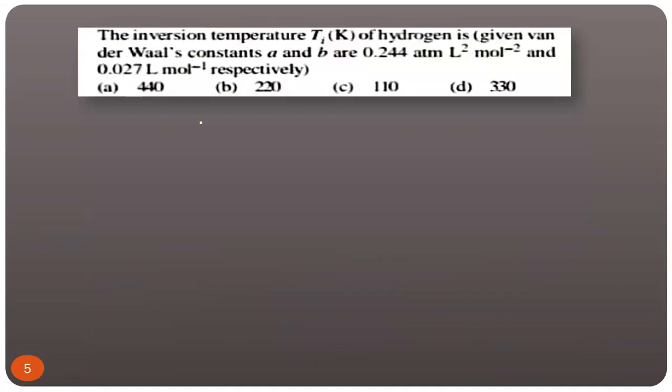What is the formula of inversion temperature? We know inversion temperature has the formula 2A upon RB. What is A? A and B are van der Waals constants. Clear now? Now put the value, you will have your answer. So what should be the correct answer after putting the value? You will say 2A upon RB. After solving, I think the answer should be around 220 Kelvin. Clear? Is it clear? Now let's move to the next one.